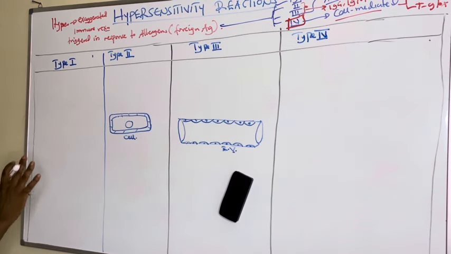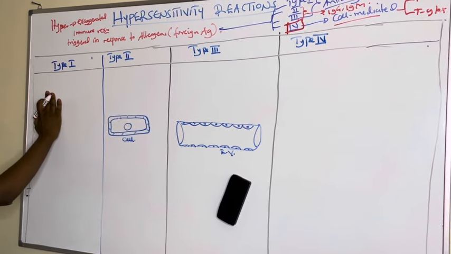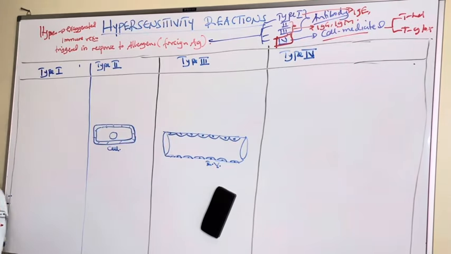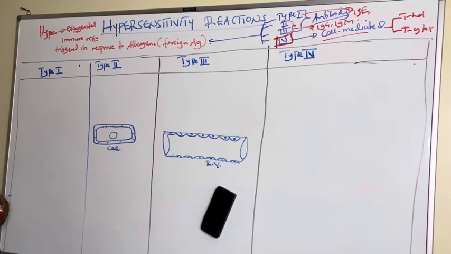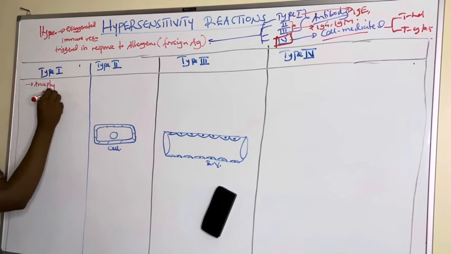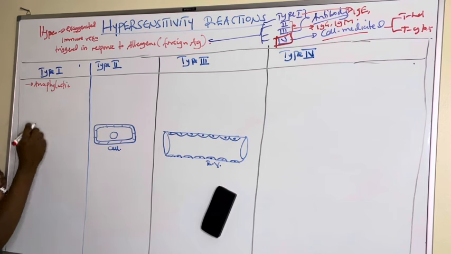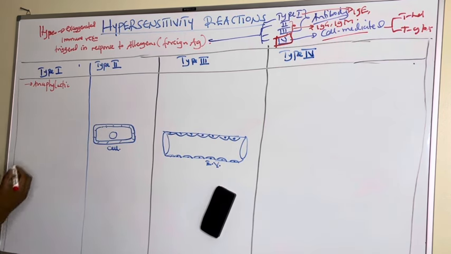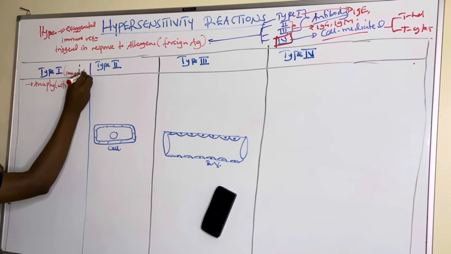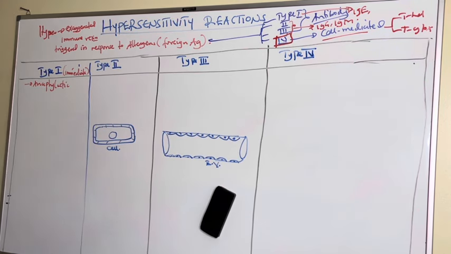So as we begin with type 1 hypersensitivity reaction, sometimes we call it an anaphylactic reaction, or we can call it immediate hypersensitivity reaction. So you can call it immediate, or we can call it anaphylactic reaction.